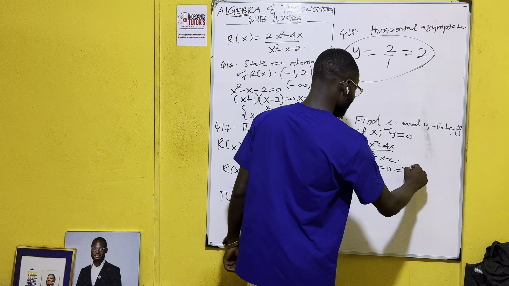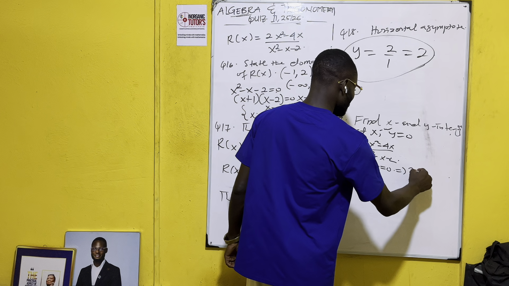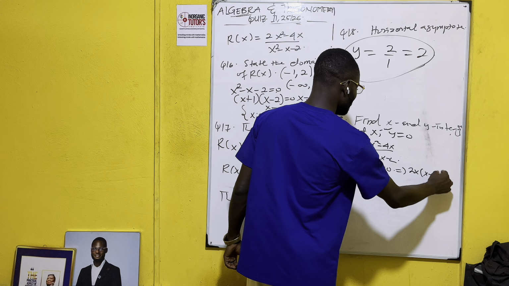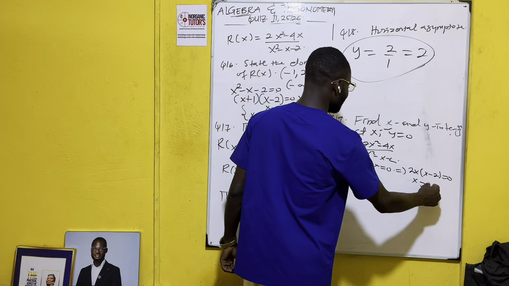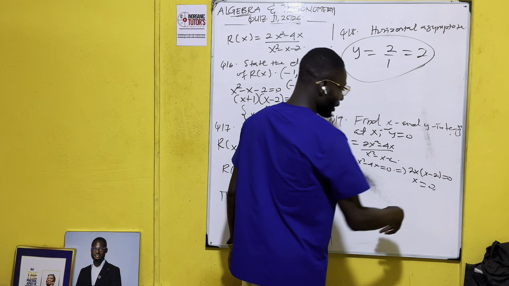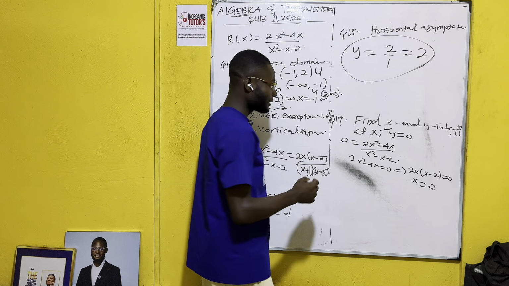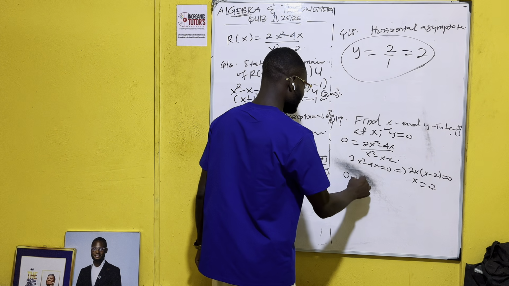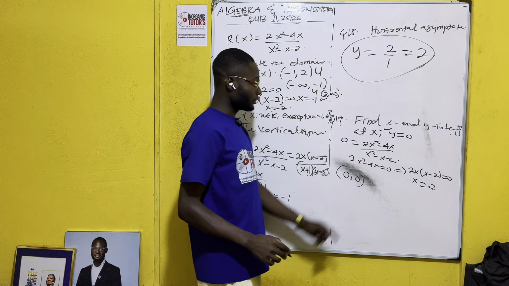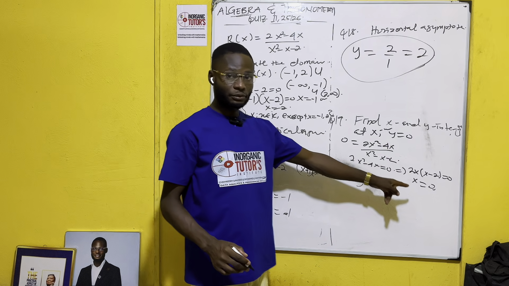So we have 2x out, x minus 2 equals 0. This implies that x is 0. So we have 2 of 0, right? So it means that at the x-intercept, we have what? 0, 0. Because y was 0, x is 0.